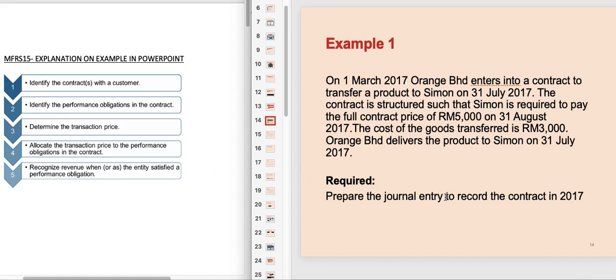Firstly, to understand the situation, we need to identify the 5 steps in the example. Step 1 states identify the contract with the customer. Is there any contract in this question? Yes. When the company enters into a contract, this is considered step 1. We move to the second step, identify the performance obligation in the contract. What is the obligation of the business to the customer? That is to transfer the product to the customer, Simon. So this is step 2.